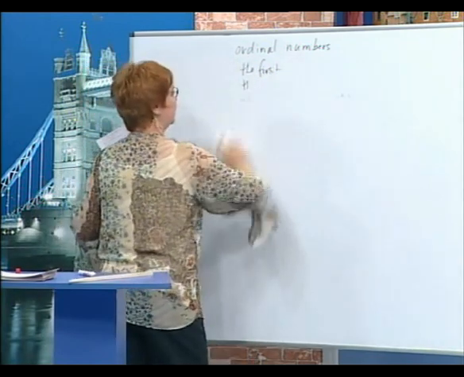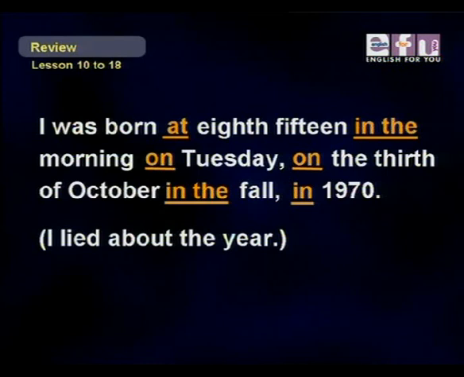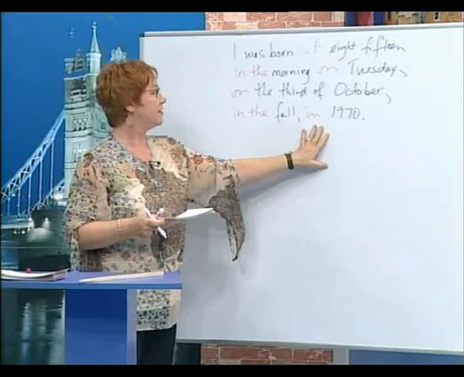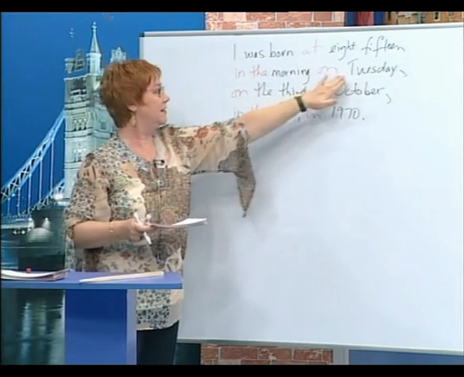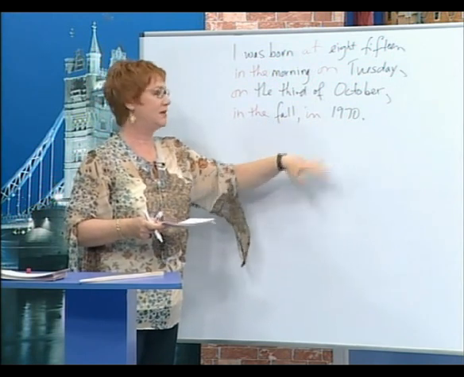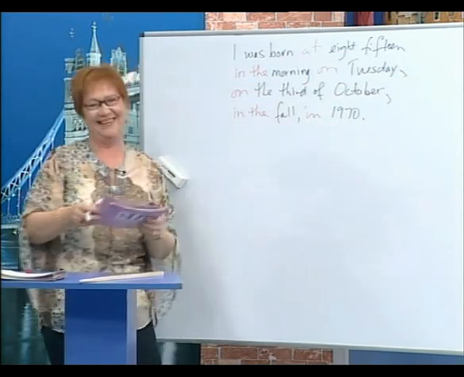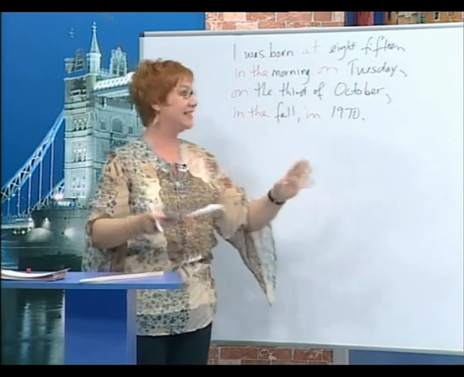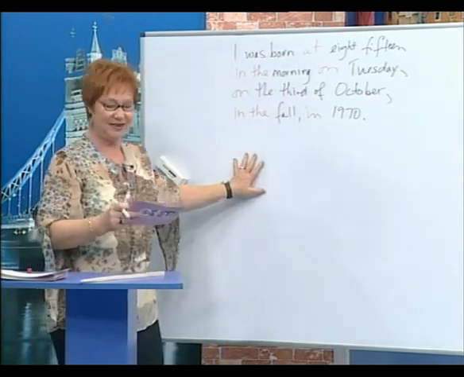Okay. Now, I'm going to show you a long way to tell you about my birthday. Now, here we go. I'm going to use my red pen so that you can see all the prepositions as we go. Okay, so I was born at 8:15 in the morning on Tuesday on the 3rd of October in the fall in 1970. So, time, part of the day, day, day of the month, season, and year. This is not true. I was really born in 1971.